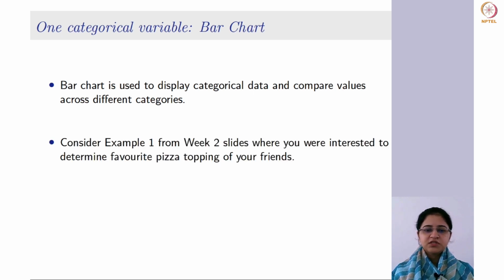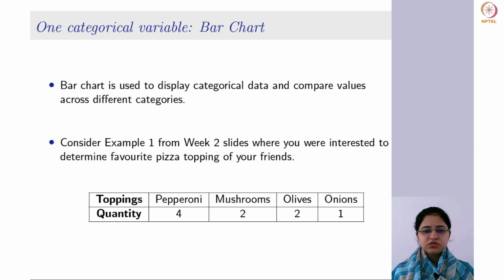If you consider the first example from your week 2, where you were interested to determine the favorite pizza topping of your friends and you collected the data there, the counts were like this. So toppings was your categorical variable and it had categories as pepperoni, mushrooms, olives and onions, and the corresponding counts came out to be this. Now if you want to make a bar chart based on this data set, how do you make it?